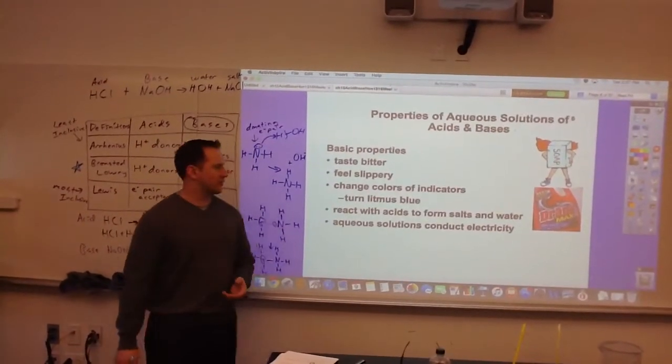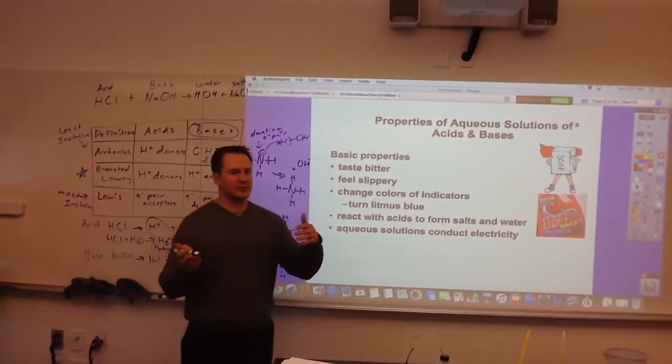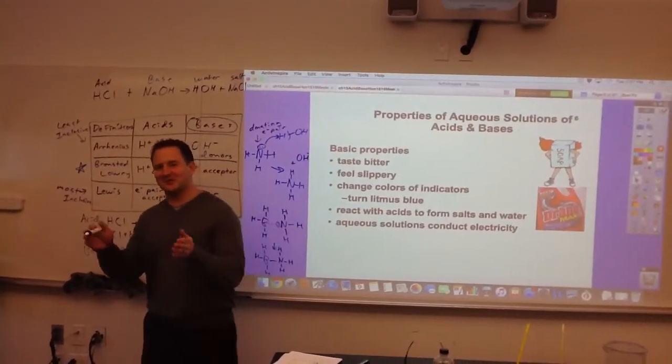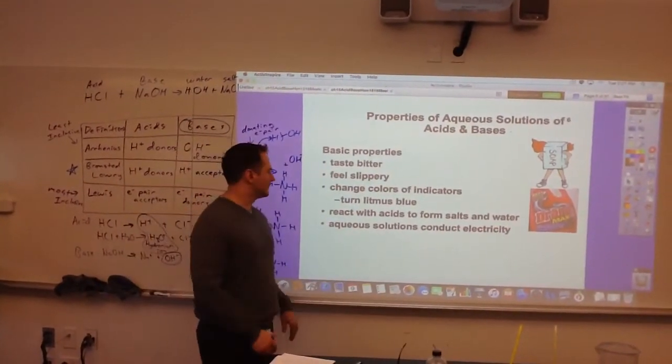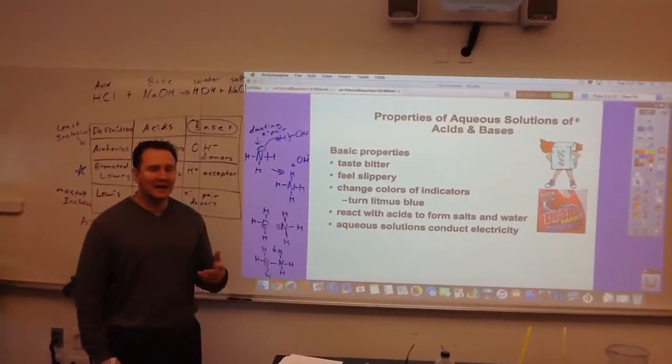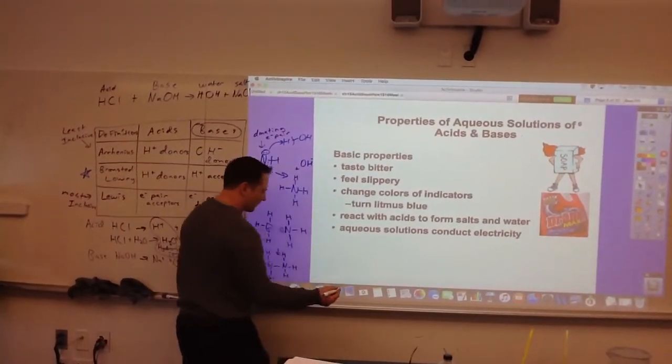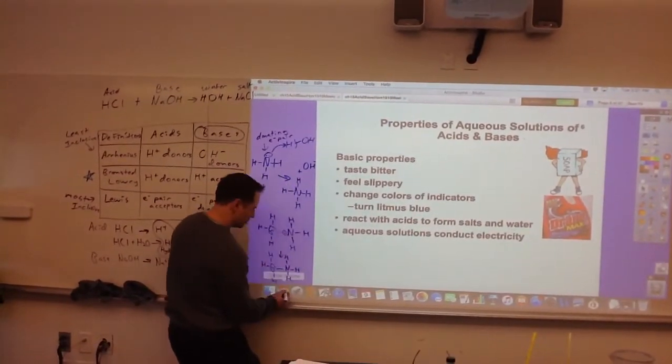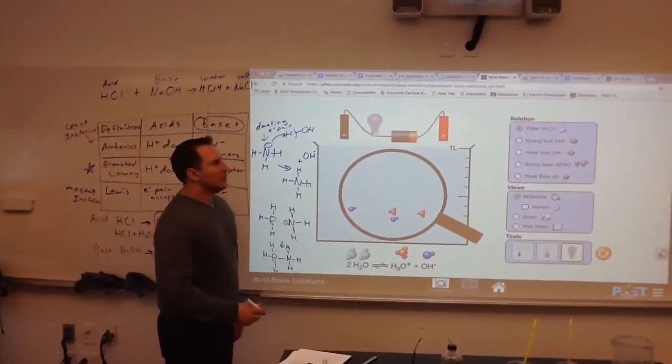Bases also change the color of indicators. Bases turn litmus paper blue. So acid, red; base, blue. And they react with acids to form salts and water just the same way. And they conduct electricity. Real quickly, I'm just going to show you what that looks like.